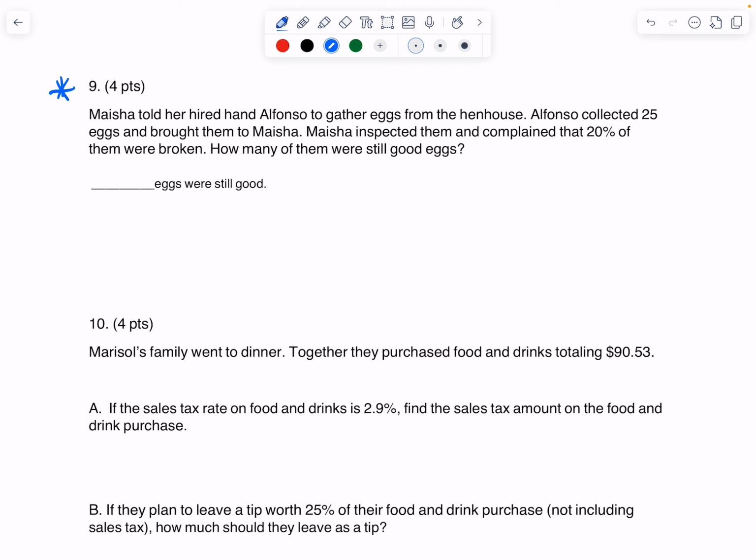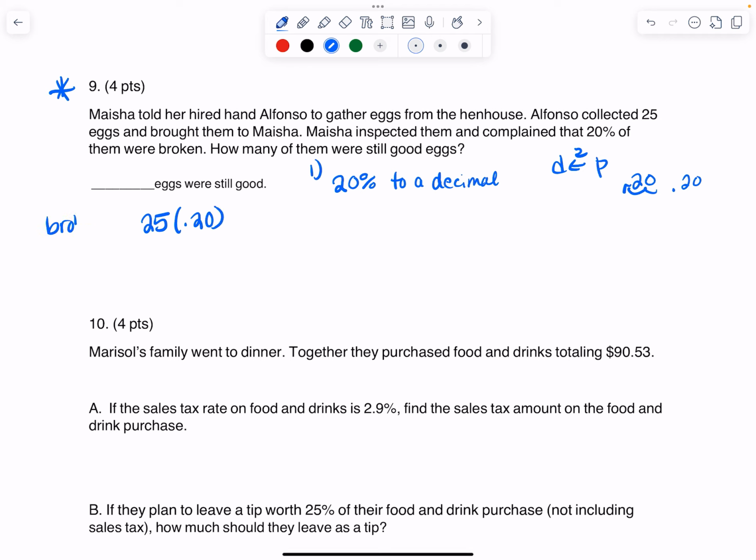Okay, so we have to figure out what 20% of 25 is. What we're going to do first is convert 20% to a decimal so I can work with it. I'm going from percent to decimal, so 2 places to the left. So I get 0.20. Now I'm going to take the total amount of eggs, which is 25, and multiply that by 0.20 to find out how many were broken.